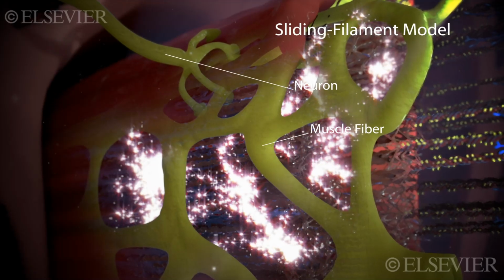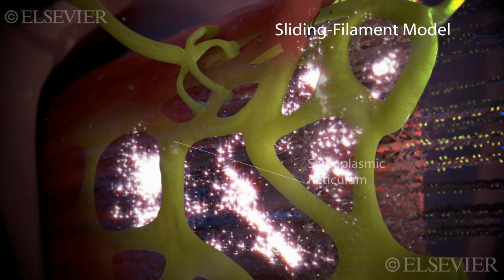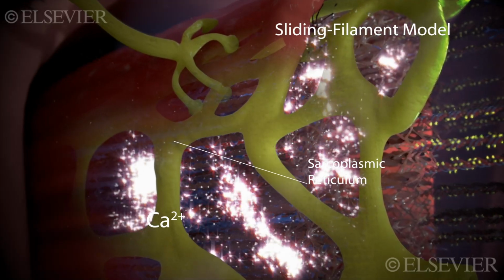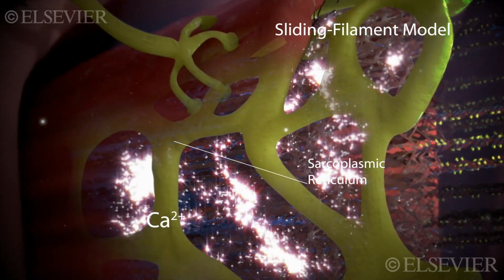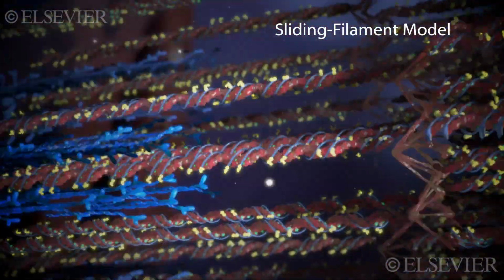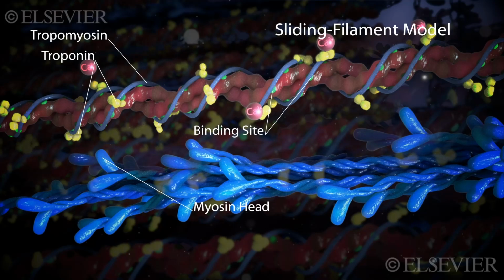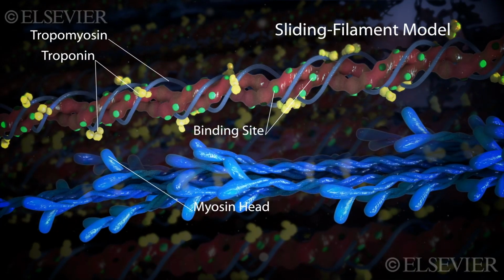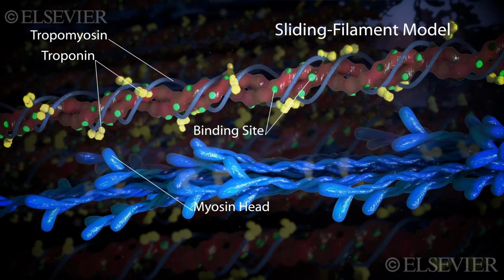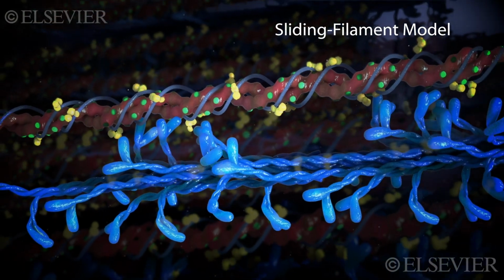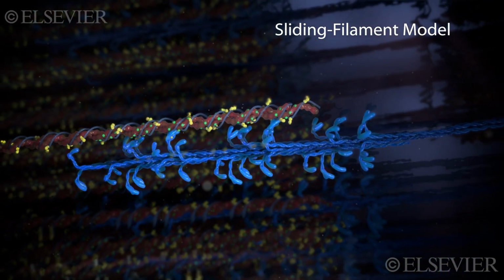The nerve impulse triggers the release of calcium from the sarcoplasmic reticulum, the muscle cell's specialized endoplasmic reticulum. Calcium binds to troponin on actin, causing tropomyosin to shift and uncover the binding sites. The myosin heads, activated by ATP, bind to actin, forming cross bridges. The myosin heads pull the actin toward the center of the sarcomere.